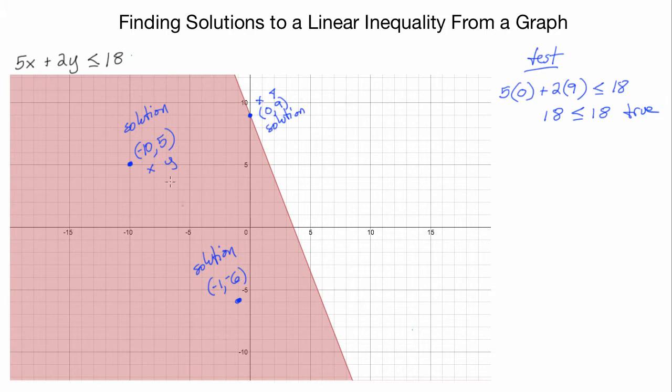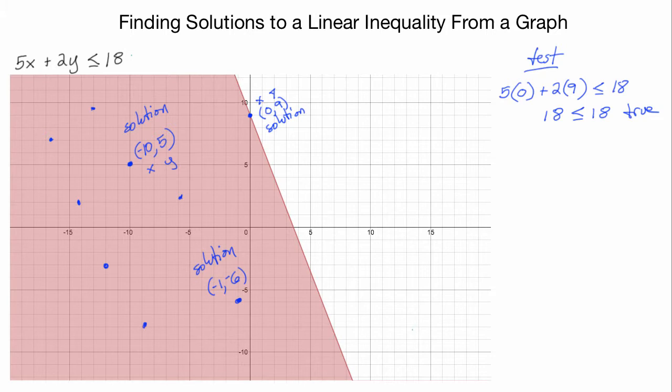And I could do that for all three of these. Again, the graph represents all the possible points. There's so many points, an infinite number that are solutions, that it's easier just to graph the boundary line and then shade the area where all the solutions lie.